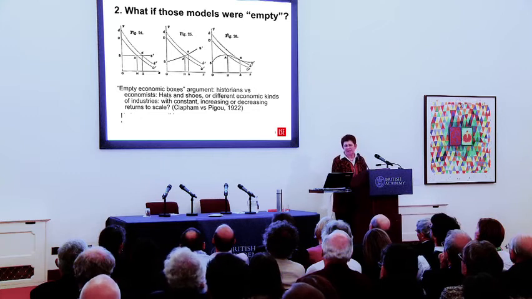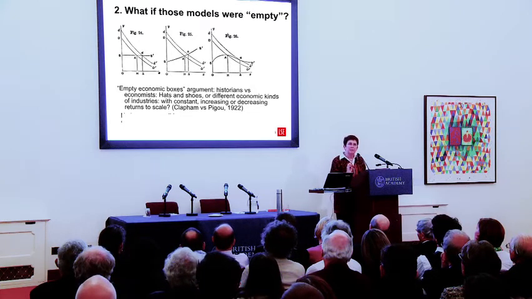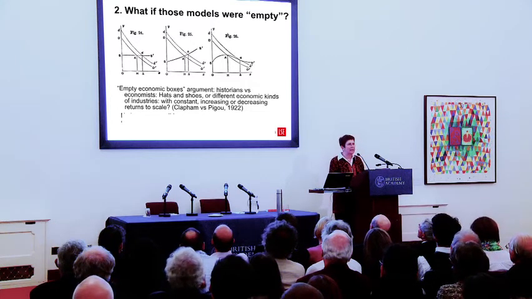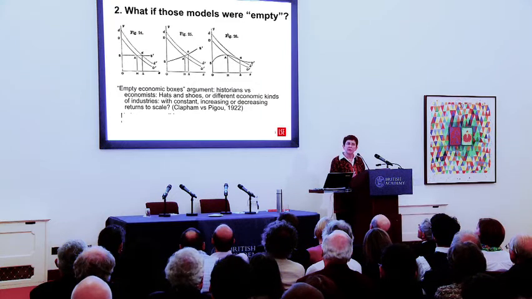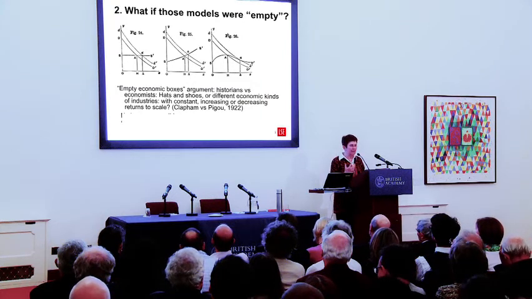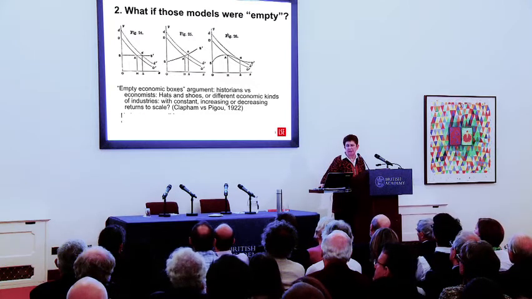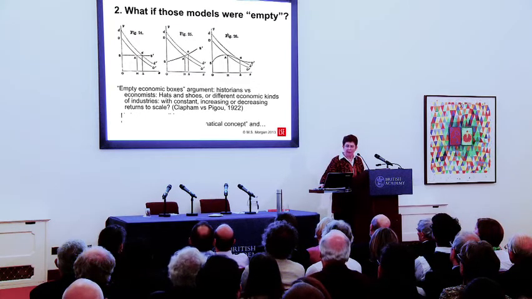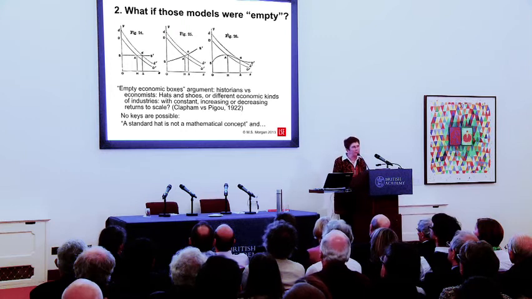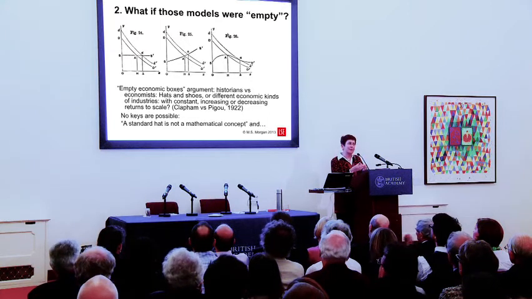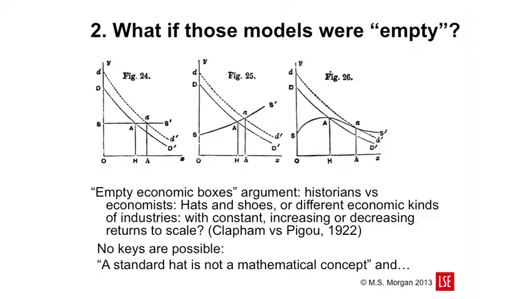And he says, actually, they are empty, particularly in respect of these supply curves, because it's very difficult to get any kind of information that would give you these supply curves as observational things. That is, there are no keys in this kind of case. Those boxes are empty. No keys are possible. A standard hat is not a mathematical concept. So, first of all, the objects we expect to find there are not real objects.